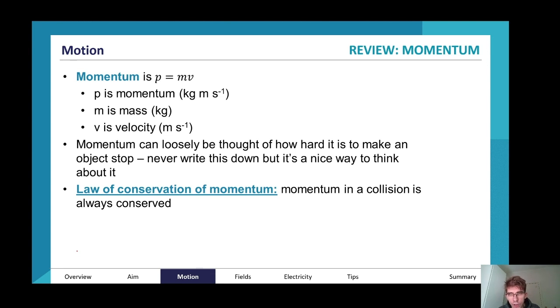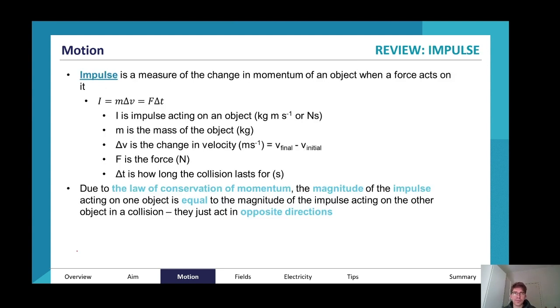There's also the law of conservation of momentum, which states that momentum in a collision is always conserved. Now, there's also something called impulse. Impulse is a measure of the change in momentum of an object when a force acts on it. Impulse is m multiplied by delta v, or force multiplied by change in time. I is impulse acting on an object, m is the mass of the object, and delta v is the change in velocity in meters per second. F is the force in newtons, and delta t is how long the collision lasts in seconds.